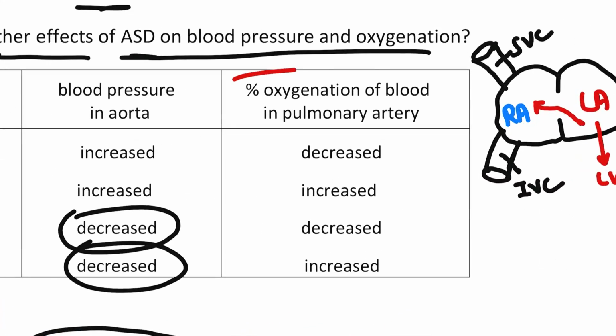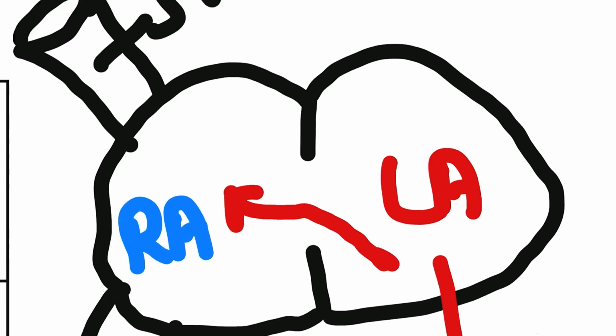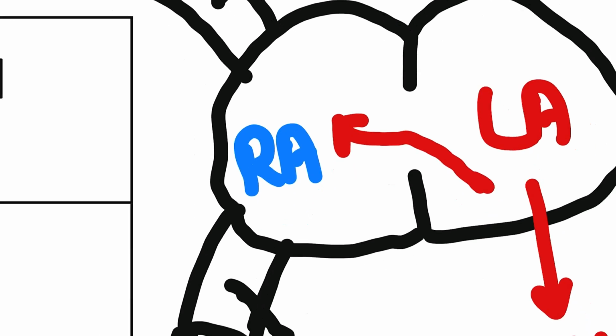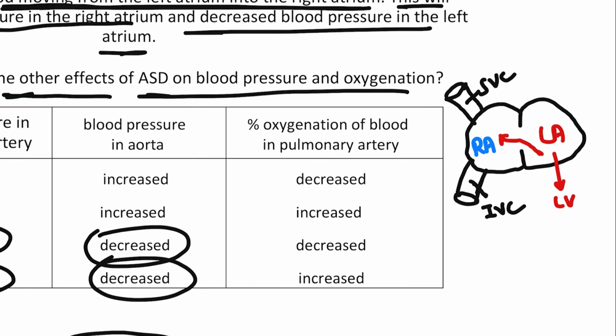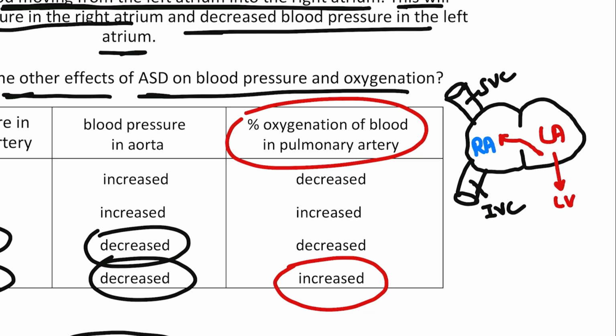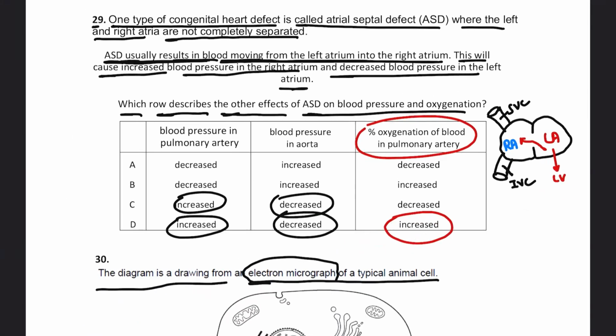Guys, if we talk about the percentage oxygenation of blood in the pulmonary artery, as you all know, the pulmonary artery receives deoxygenated blood from the right ventricle. You all know that the right ventricle pumps blood into the pulmonary artery. So normally the pulmonary artery has deoxygenated blood, but over here we can see that blood is moving from the left atrium to the right atrium. So this blood is oxygenated, and this oxygenated blood goes into the right ventricle and then the pulmonary artery. So percentage oxygenation of blood in the pulmonary artery increases, because the blood is now oxygenated. So the answer is D.